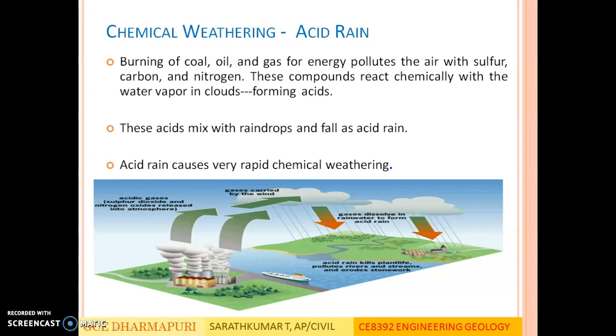One of the main agents of chemical weathering is acid rain. As shown in the figure below, the acid gases like sulfur dioxide and nitrogen dioxide released from industries will be in the atmosphere. When the rain comes, these acidic gases will react with the rainwater and form acid rain. This acid rain, when it falls upon the rocks, causes rapid chemical weathering.